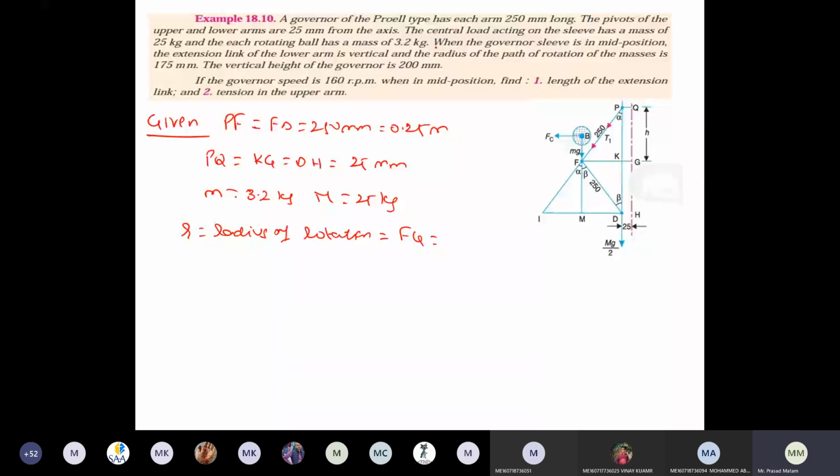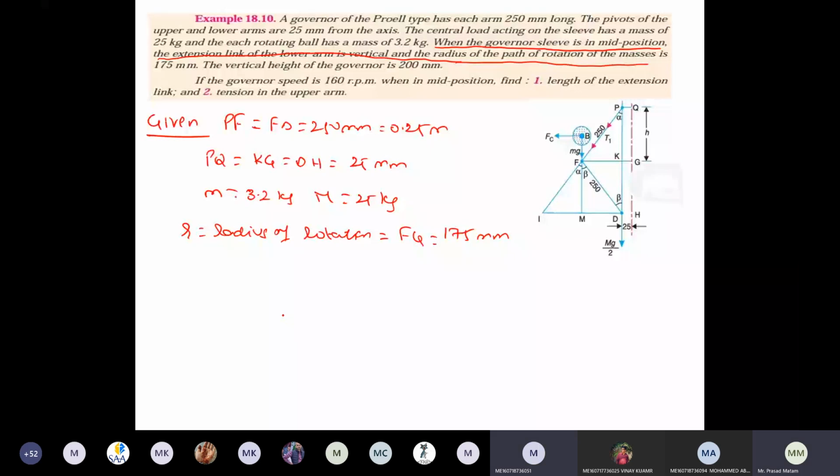You can see here when the governor sleeve is in mid position, the extension of the link of lower arm is vertical and the radius of rotation of the masses is 175 mm. That is the radius of rotation whose length is 175 mm. Radius of rotation is also given. Okay. Is anything still missing?